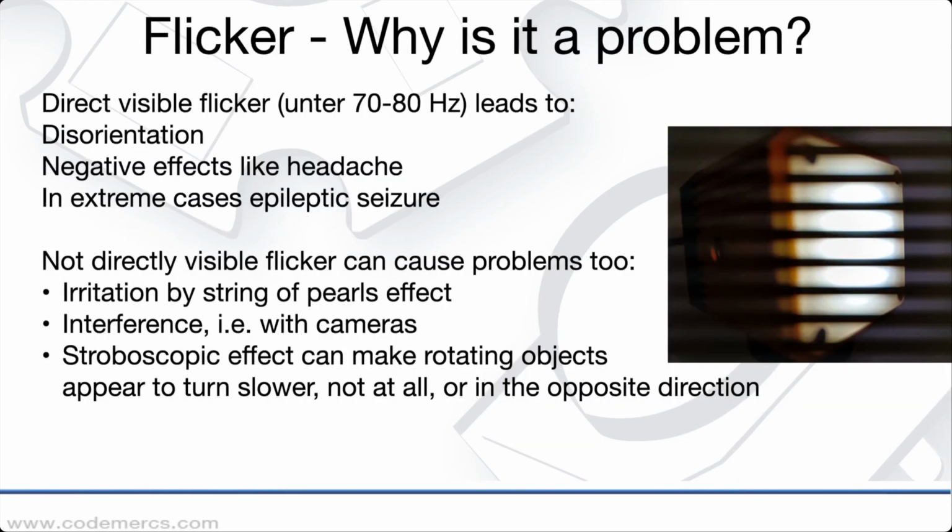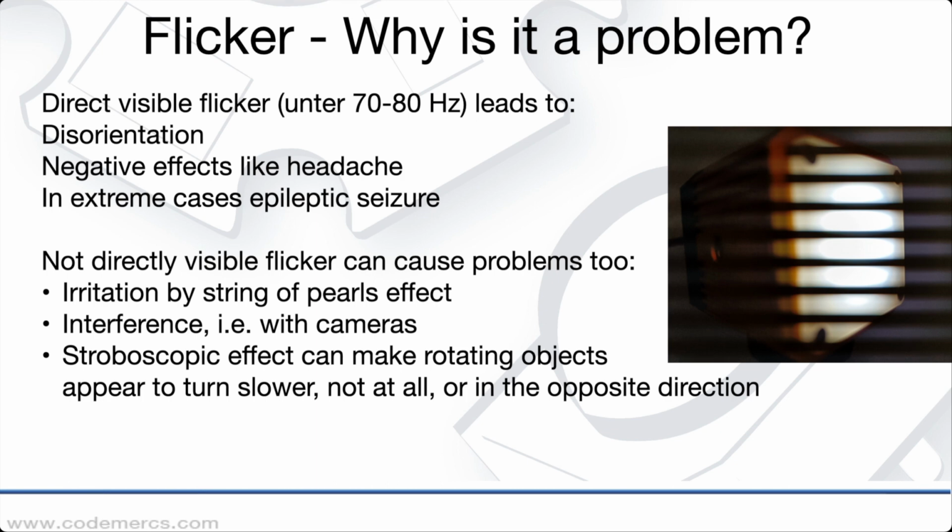Directly visible flicker, which is usually below 70 to 80 Hz, can lead to disorientation and cause negative effects like headache and even worse. There are also not directly visible effects of flicker that can cause problems. Like the string of pearls effect can be very irritating when you move your head and the light source dissolves into a string of points.